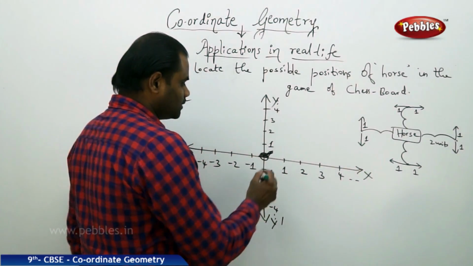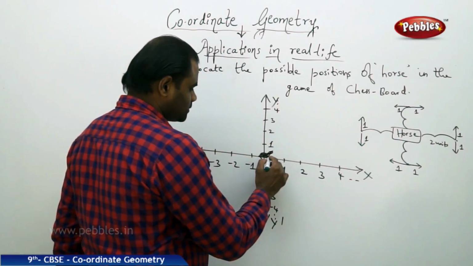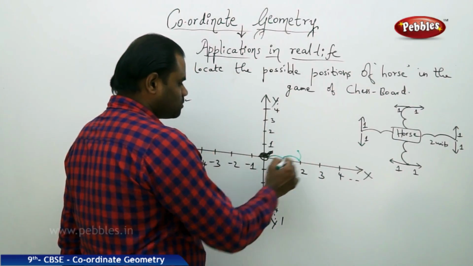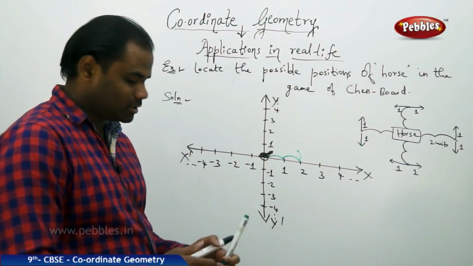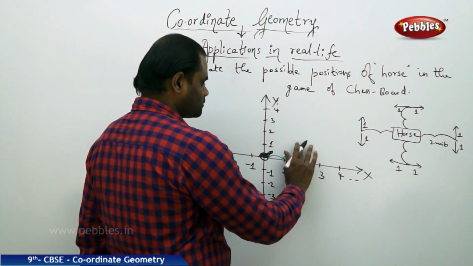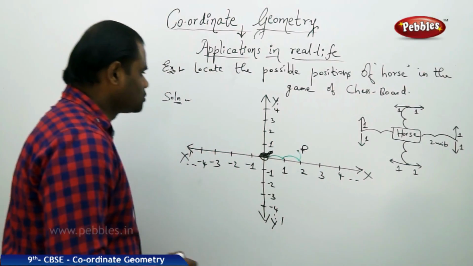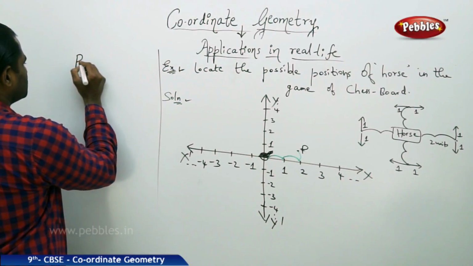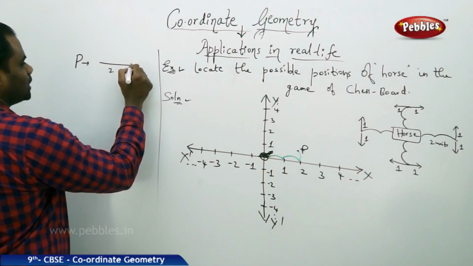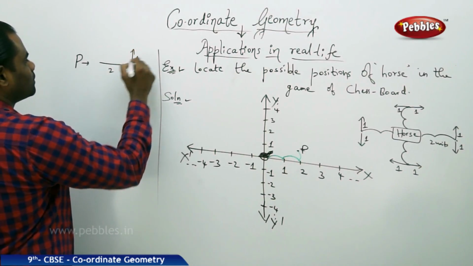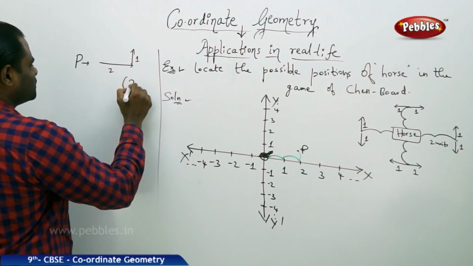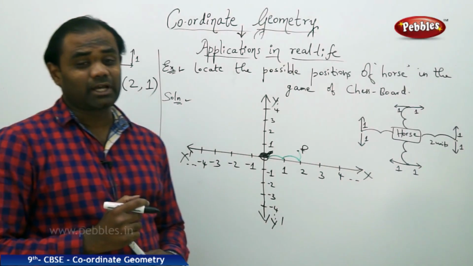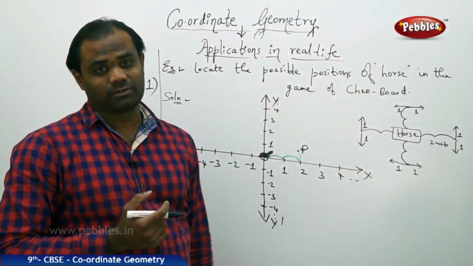Initially I have the horse moving 2 units to the right and 1 unit up. So my first position out here is this P, which is located here. My position P initially is when the horse moves 2 units right and 1 unit up, and therefore my coordinates would be positive 2 and positive 1. This is one of the coordinates which I identify for the movement of horse.